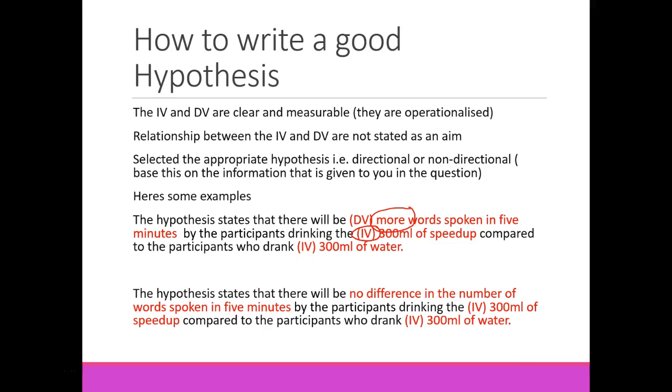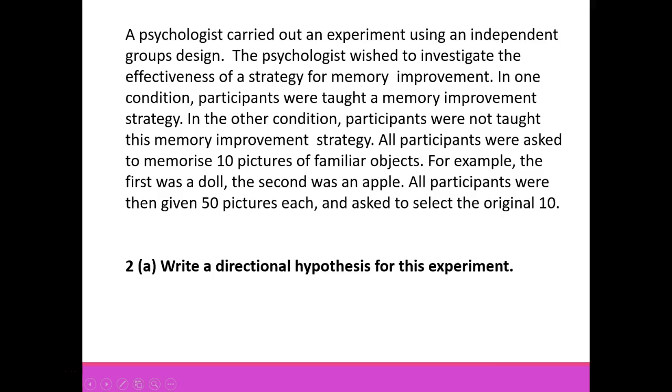The next one, the hypothesis states there will be no difference in the number of words spoken. Now this is a non-directional hypothesis. This is because I'm saying there's not going to be any difference between my clearly operationalised IVs, 300 ml of water and 300 ml of Speed Up. I would always try and use that formula. Put your DV first and say whether it's more or less or whether there's going to be no difference, and then say what your two conditions are, your experimental and your control condition.